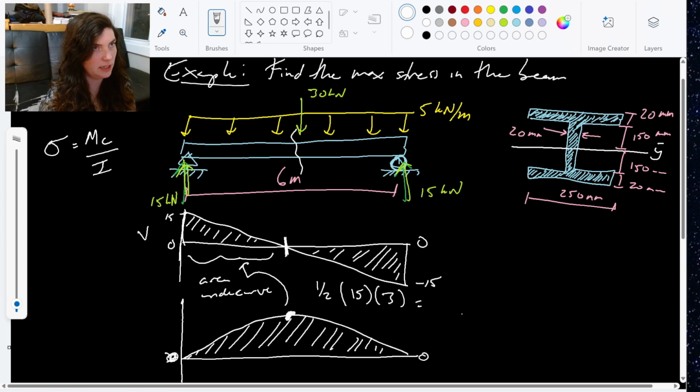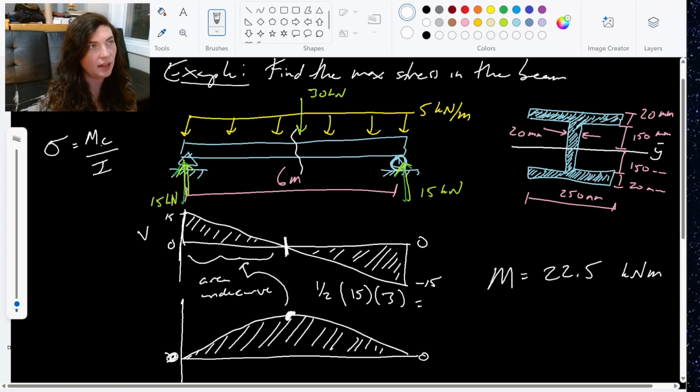And that's going to give me a moment of 22.5. Now we could have also just split it here halfway if we had known that this is where the maximum moment was going to be before drawing these diagrams. You could just make this cut here and calculate the moment, but this is what the maximum moment is, and it occurs halfway through the beam. And this unit is kilonewton meters. So that takes care of our moment.